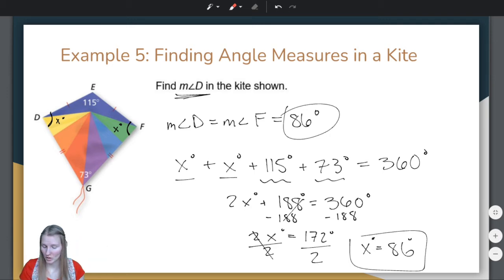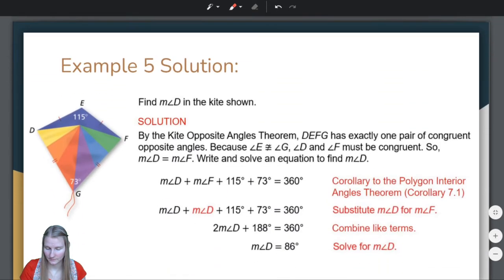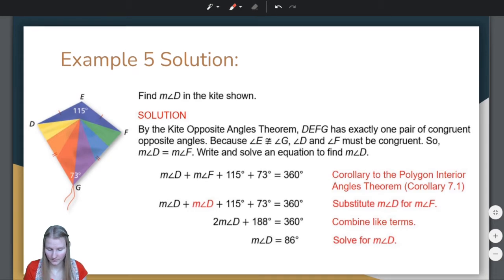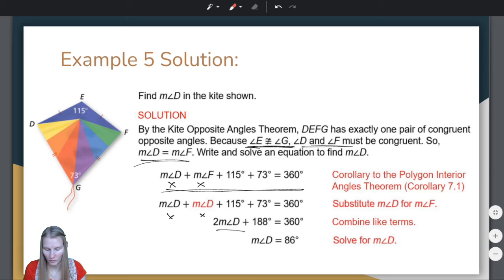Let's check and make sure that we were right. Yeah, because angle E is not congruent to angle G, D and F must be congruent. Measure of angle D equals measure of angle F. Write and solve. So we used X for these. Yeah, we had 2X. It's the same thing. Awesome. 86. Yay. We were correct.